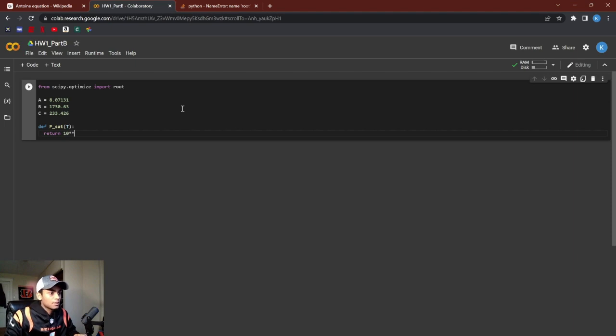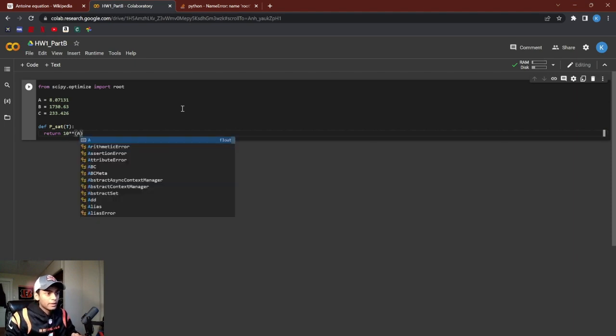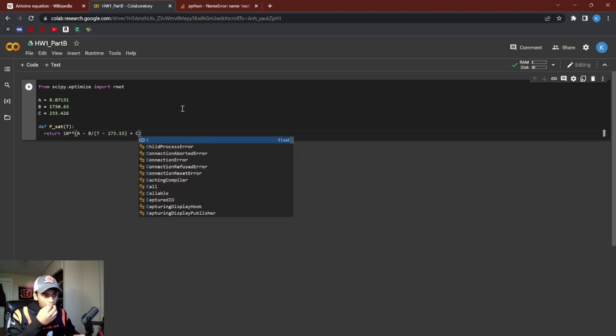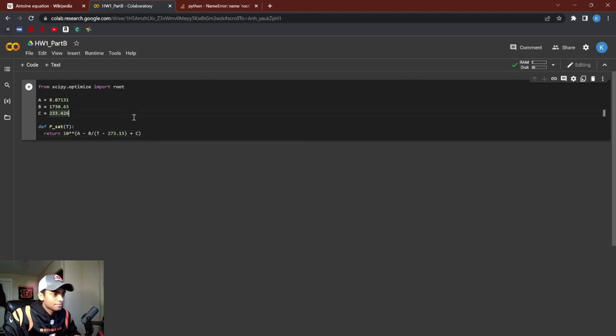So 10 to the A minus B divided by, and since we are working kind of backwards in a sense, we are inputting a temperature in terms of Kelvin, and out of that we want to put the Celsius value into our function. So we're going to go T minus 273.15 instead of the other way around. So T minus 273.15, and we're going to add C to this, plus C. And that's our equation more or less.